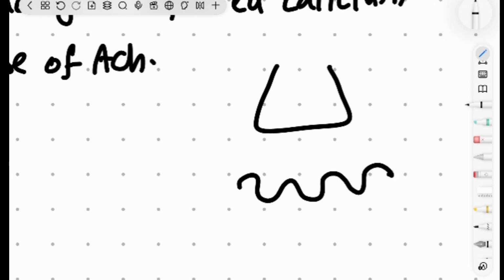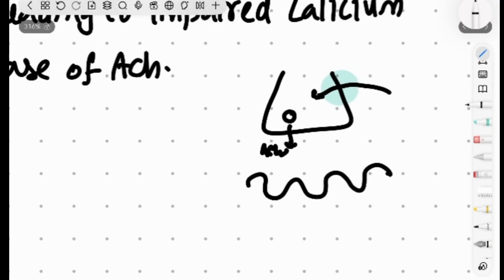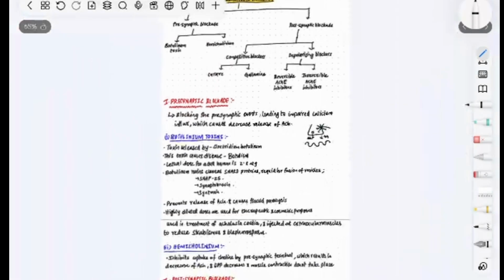Now, when we look at the neuromuscular junction, if this is the presynaptic membrane and this is the postsynaptic membrane, we have some calcium channels which are present. These calcium channels cause the influx of calcium, leading to the release of acetylcholine into the synaptic cleft. So these presynaptic blockers block the influx of this calcium, leading to decreased acetylcholine. So this is the basic point here.